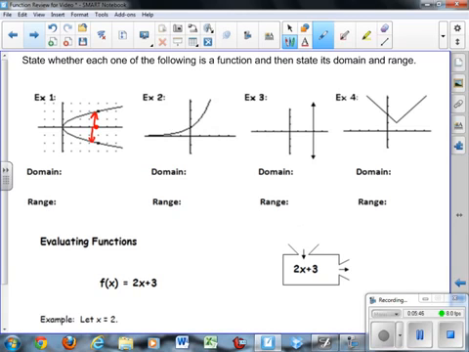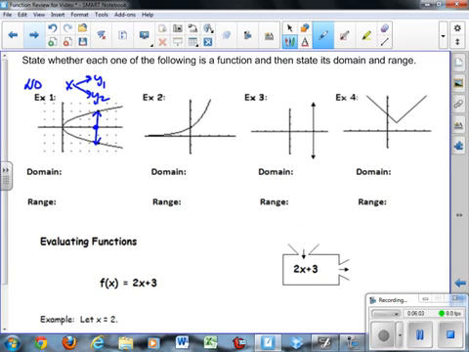So it is not a function. And that didn't turn out terribly well when I drew that, so let me try that again. Okay. So one value of x corresponds to two values of y. So it is not a function.